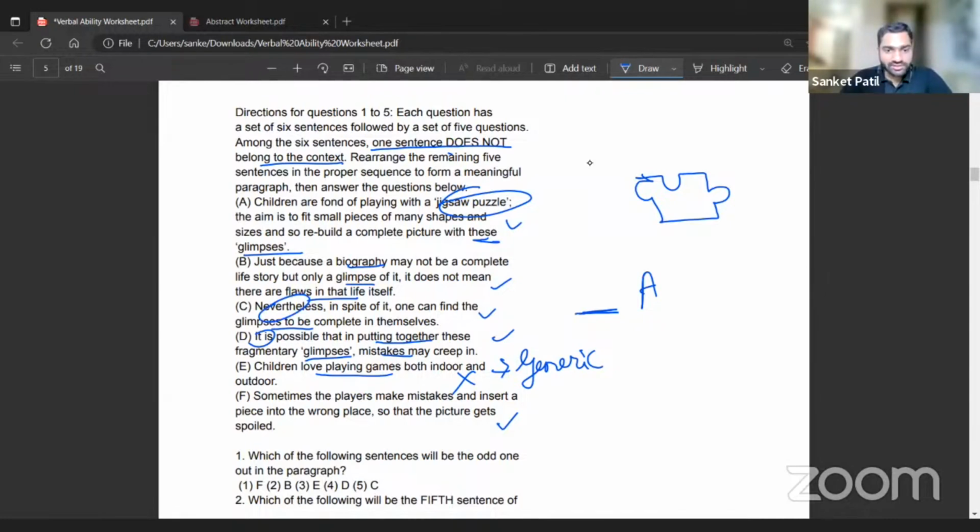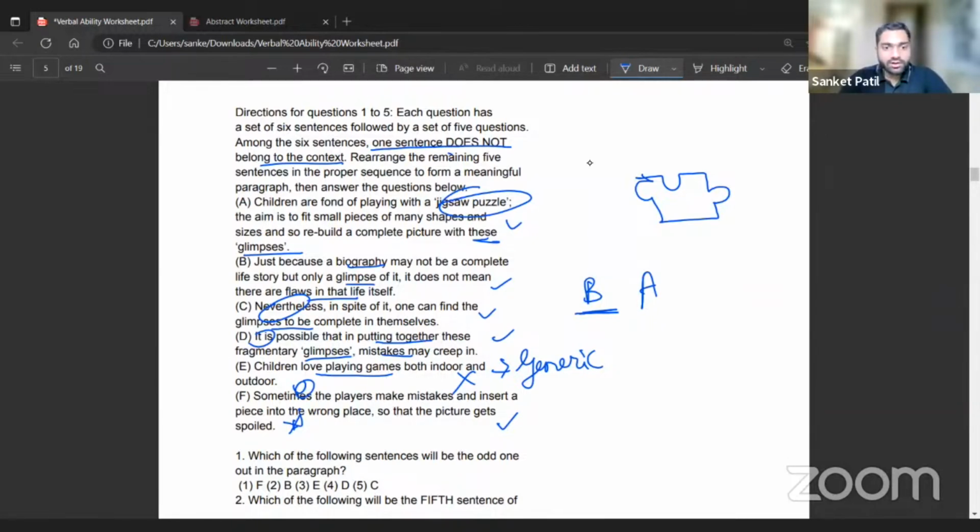Sometimes the mistakes and so that the picture gets spoiled. Okay. Sometimes of a segment generally it is a reference to something. So even that does not make sense for the first sentence. I don't think it will be the first sentence altogether. Okay. So that just leaves us with B. B would be the first sentence, that just because a biography may not be complete, but only as a glimpse of it, does not mean that there are flaws in that life itself.